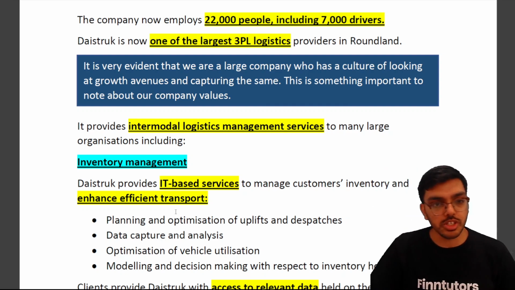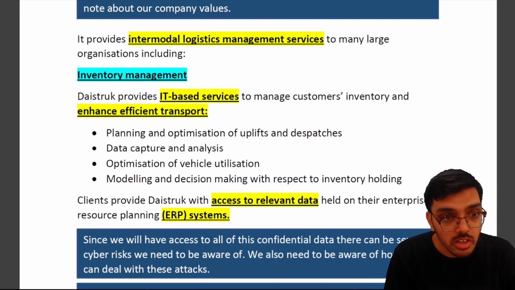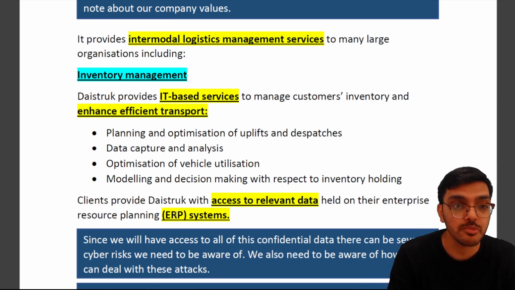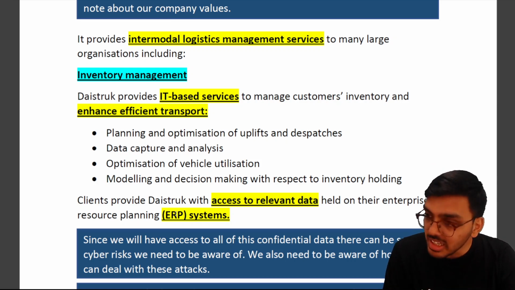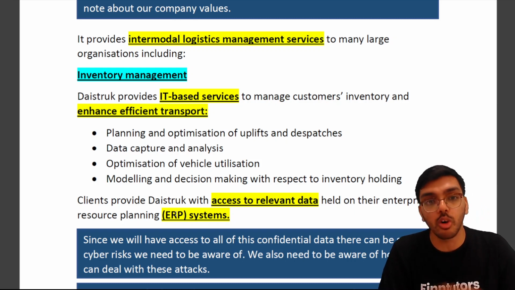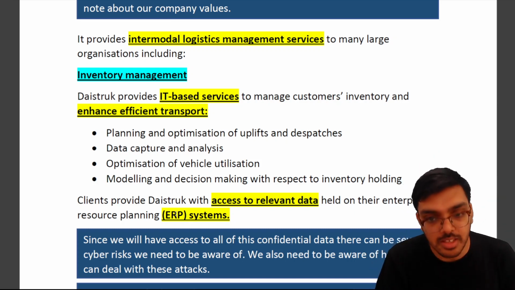So along with intermodal logistics, we also provide them a service of inventory management. What does this mean? Daistruk provides IT-based services to manage the customer's inventory and enhance efficient transport. So we are using IT, information-based technology, to manage the customer's inventory, telling them when the dispatch should occur, telling them how much to store in the inventory, telling them when new inventory will be needed. So optimization of vehicle utilization, modeling and decision making with respect to inventory holding, all of these services are being provided by Daistruk, which are IT based, technology based.